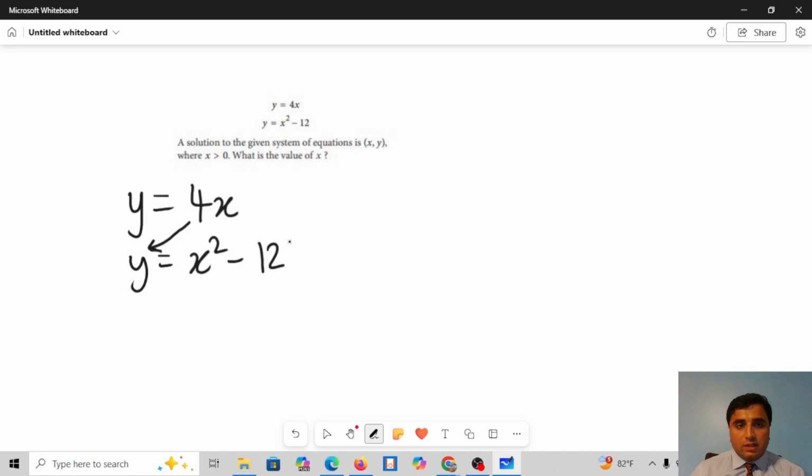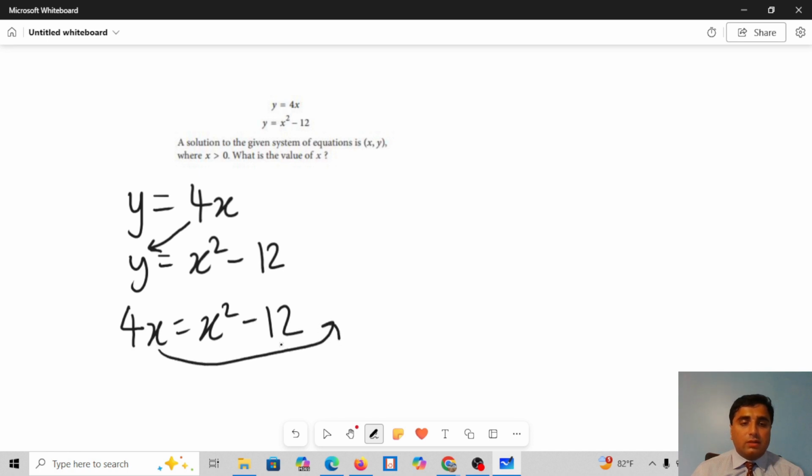Then we're going to subtract both sides by 4x, and that'll give us 0 equals x squared minus 12 minus 4x. Because y equals 4x, we have that 4x equals x squared minus 12 from the other equation. Then we subtract both sides by 4x, and we have 0 equals x squared minus 12 minus 4x.